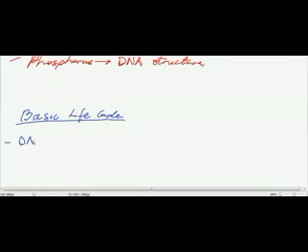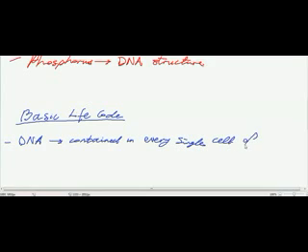So DNA contained in every single cell of every organism.